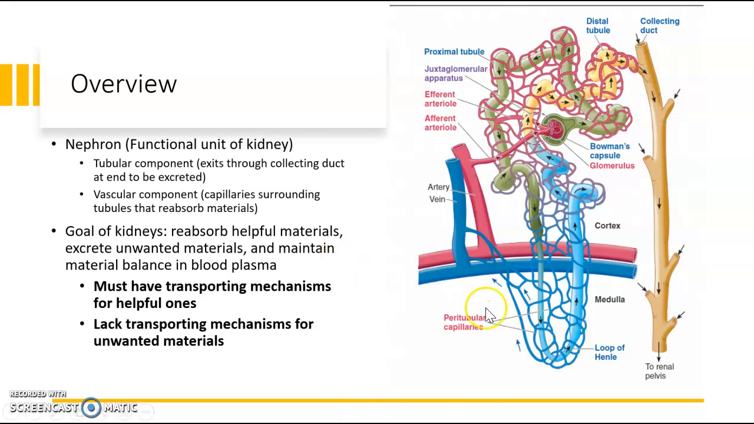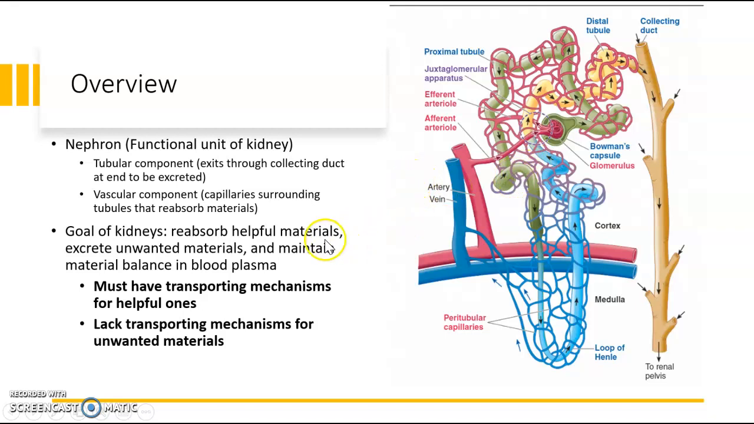And there's two different components. There's the tubular component, which exits through this collecting duct. So pretty much all this sort of yellow thicker tube is the tubular component. And then there's the vascular or vein/capillary component where the capillaries surround these tubules. And in between these two spaces is a really important space called the interstitial space. And we'll see things diffusing across their gradients into the capillaries and into the tubules, depending on which ones we're talking about.